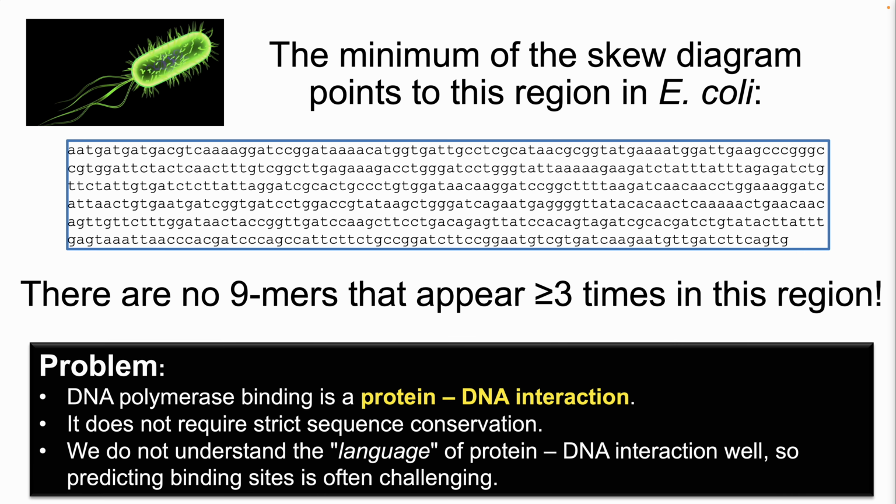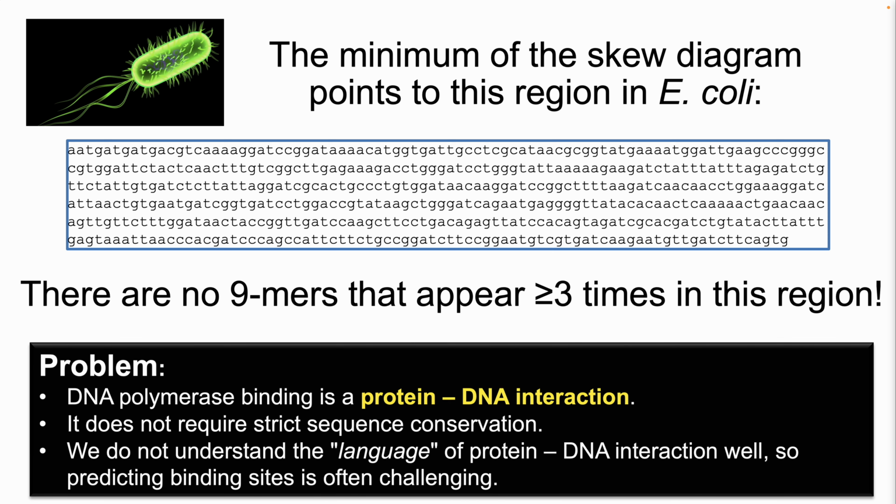So finding that, if, again, we go back to E. coli and we run that, we find this region that has the minimum skew, and then we find out there are no 9-mers in there, so it didn't overlap. Okay, so that's how science goes sometimes.